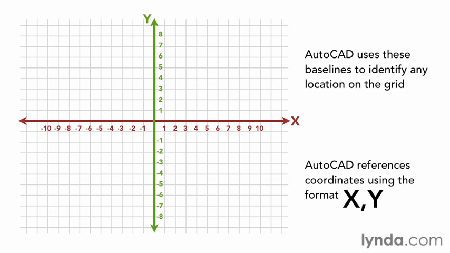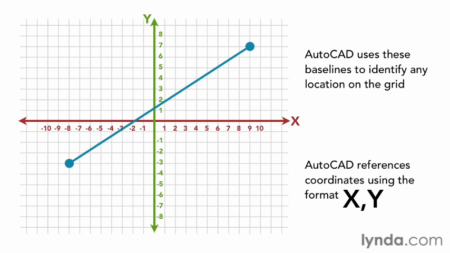Let's try another. This point would have a coordinate value of -4, 5. It's -4 units in the x direction and 5 units in y. Remember, the format is always x, y. We'll do one more. How about this one? This point has a coordinate value of 9, -3. 9 units in the x, -3 units in the y.